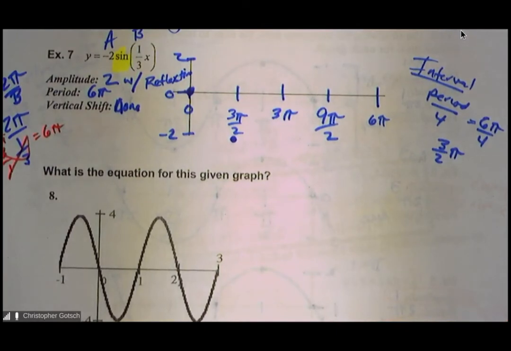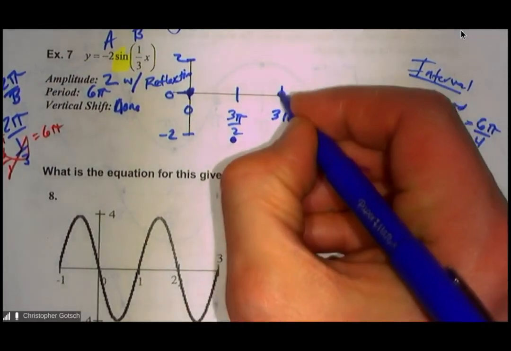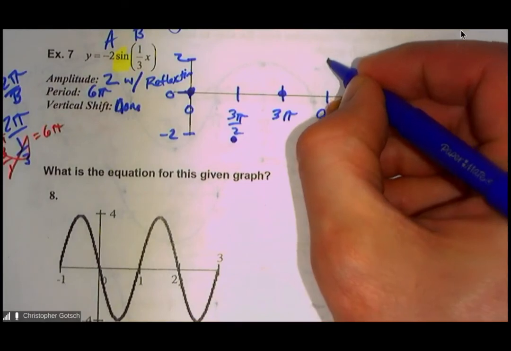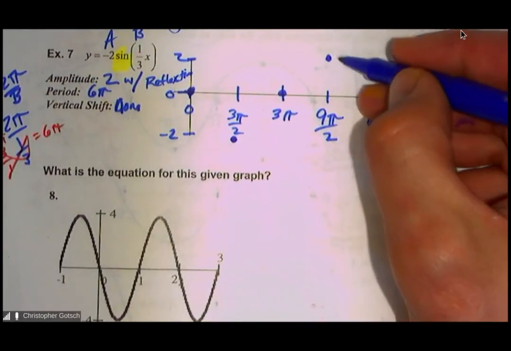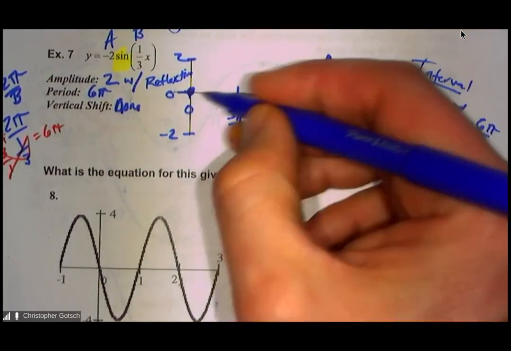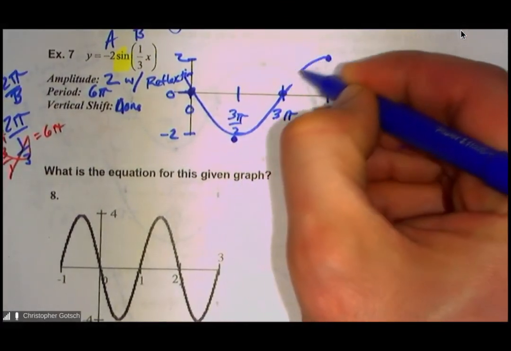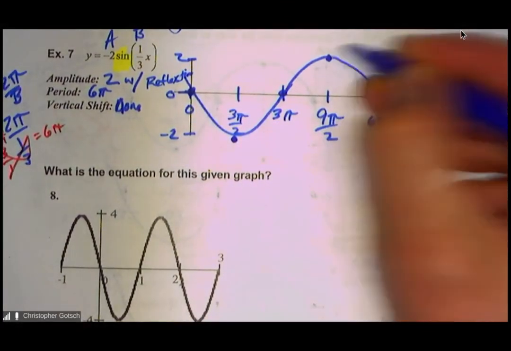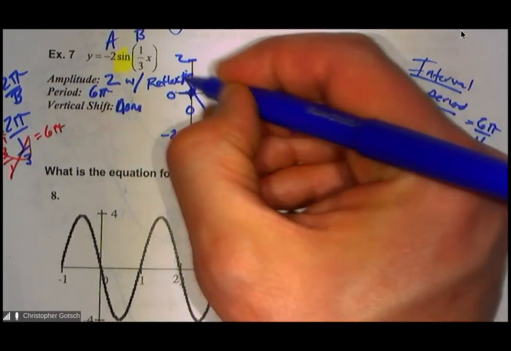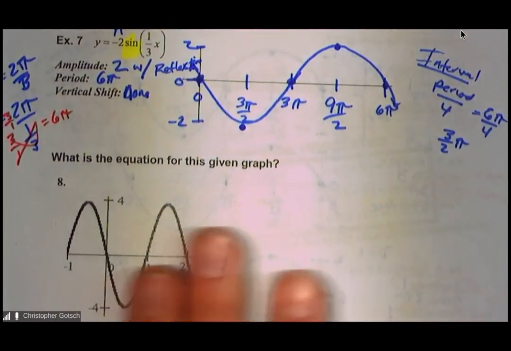And there's nowhere else to go but up. I already went down, so I got to go up again. And there's nowhere else to go but down now. So it got reflected. And it looks like that. So your nice, pretty graph of sine.